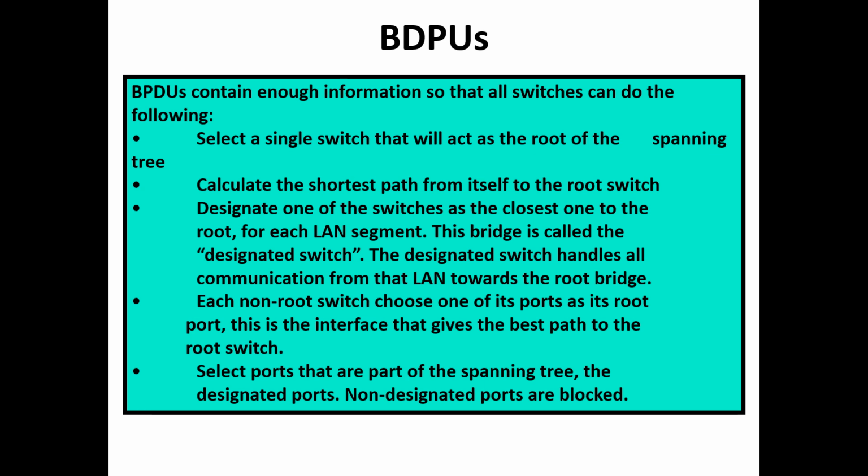The designated switch handles all the communication from that LAN towards the root bridge. Each non-root switch chooses one of its ports as its root port. This is the interface that gives the best path to the root switch. So guys, I told you that the port facing each bridge's port will be the root port, and every port of the root bridge will be a designated port, right? Select ports that are part of a spanning tree. The designated ports are kept, and non-designated ports are blocked. Right? How do we control loops from forming? By putting non-designated ports into blocking mode.